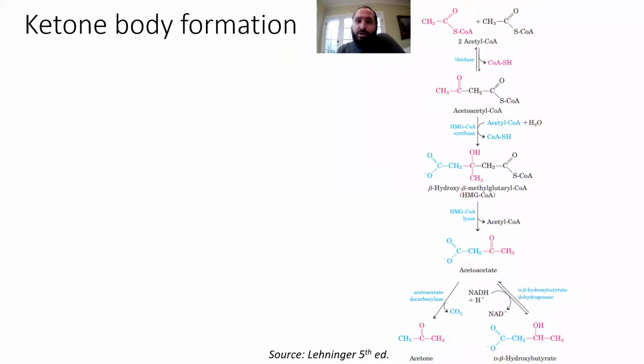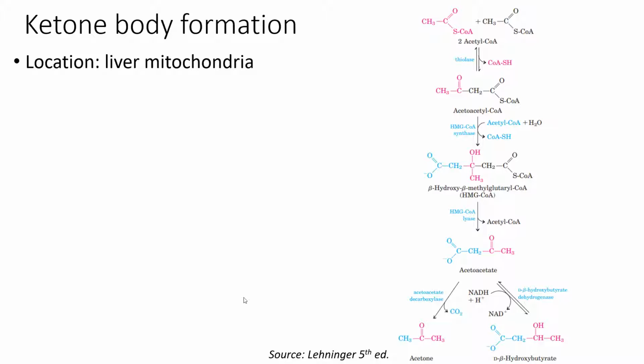So ketone body formation, we will be forming ketone bodies starting from 2 acetyl-CoAs. And in terms of locations, where are we right now? We are in the liver mitochondria. So ketone bodies are produced in the liver. And does anybody recognize this thiolase from this first step of ketone body formation? Where did we encounter that before? Which metabolic pathway involved thiolase?